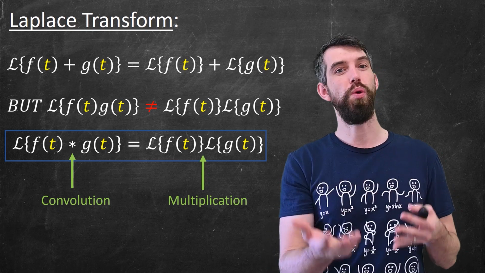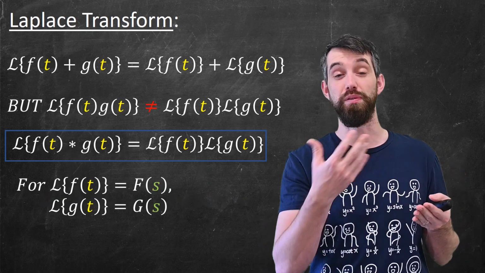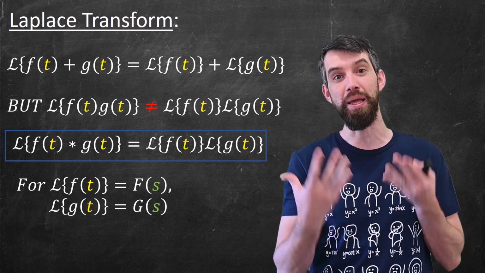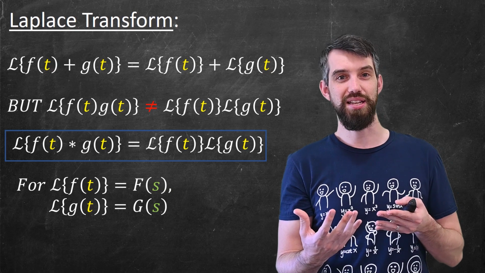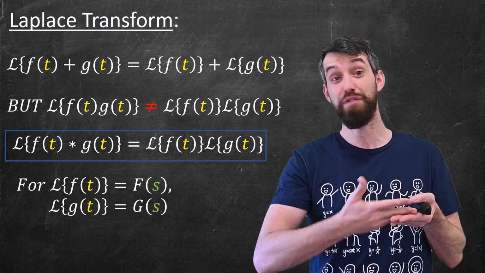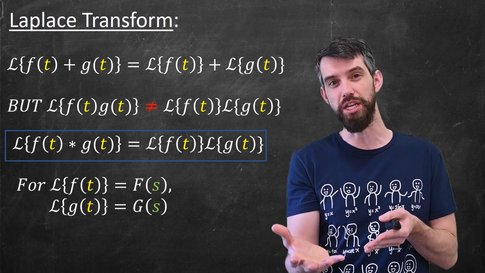I might wish to use the standard names that the Laplace transform of little f is big F of s, and likewise the Laplace transform of little g is big G of s. In that case, the formula would read that the Laplace transform of little f convoluted with little g is just going to be equal to big F times big G.